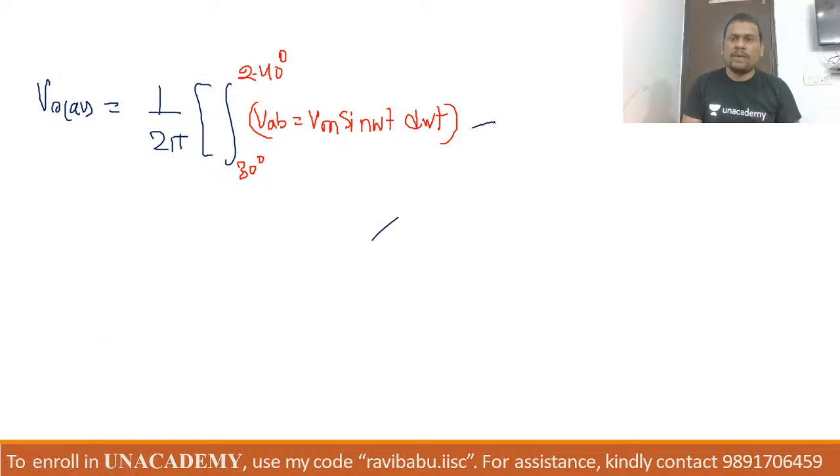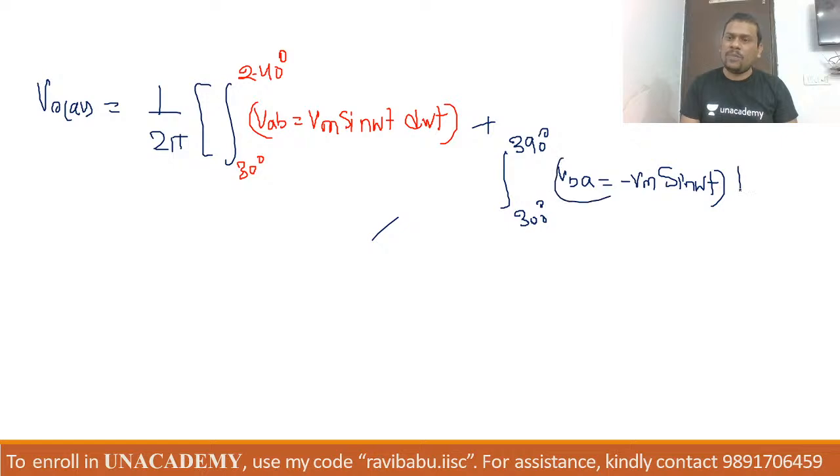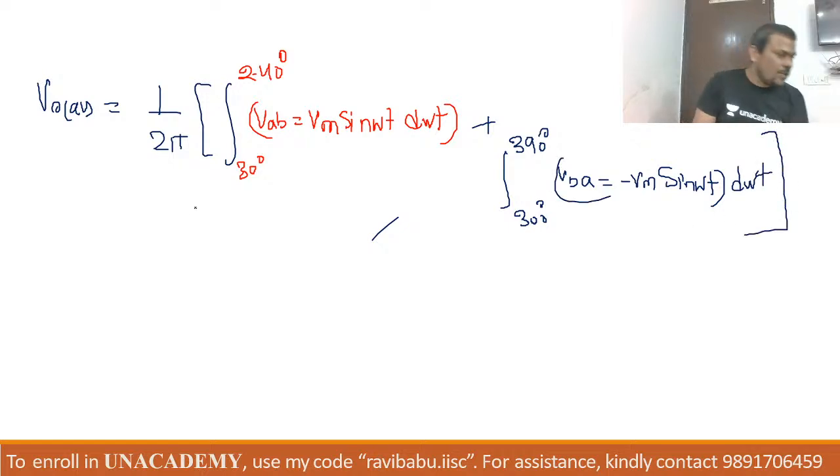Here some plus sign, and the integration limit is pi plus alpha 4, means 300 degrees to 300 plus 30 degrees more. So 360 plus 30 is 390 degrees. And this function VBA is equal to minus Vm sin omega t d omega t, which will give you the overall average value. Now tell me Jitendra, how much it will come? Are you sure your answer is correct?